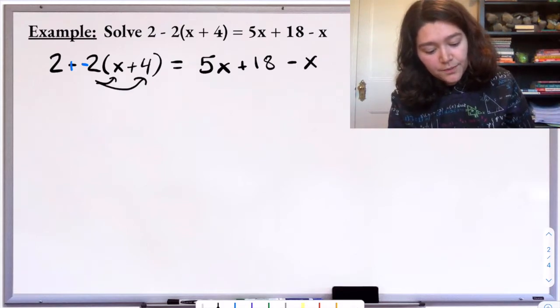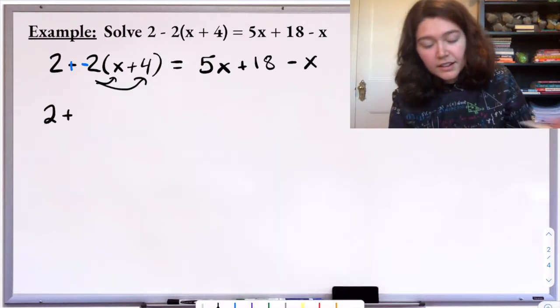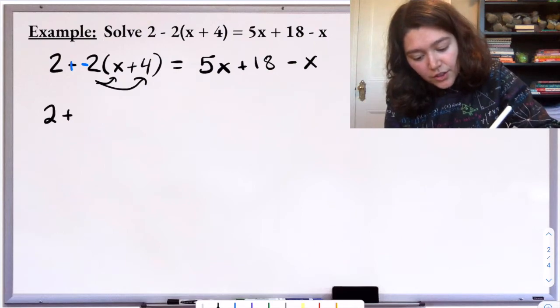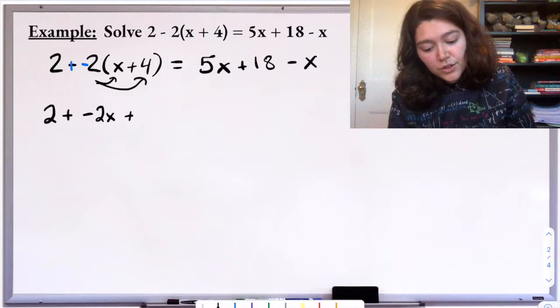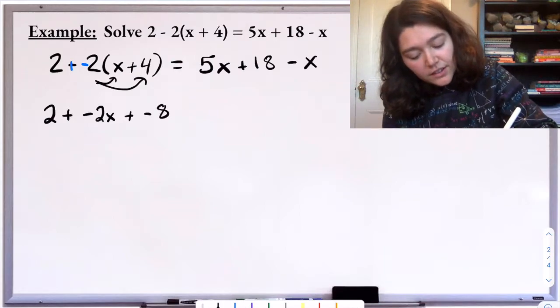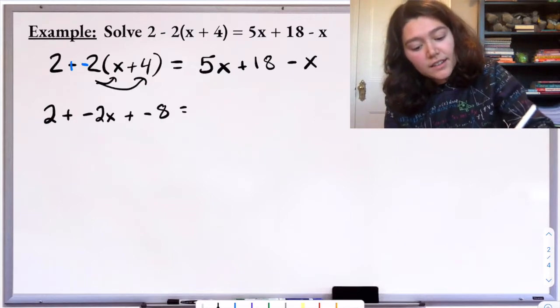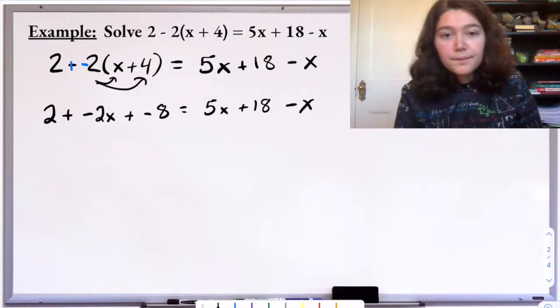Okay, so at this stage I have 2 plus, that's not getting touched at all. Negative 2 times x, that's just negative 2x, plus negative 2 times 4. Negative 2 times 4 is negative 8. So that's what we get on the left-hand side. We didn't touch the right-hand side, so I'm just going to bring everything down and rewrite it.